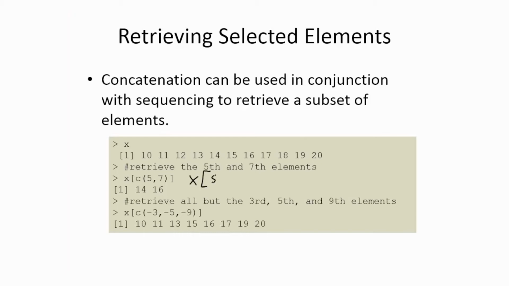sub 5 and x sub 7. And that gives you, in this particular case, the fifth element. That's 1, 2, 3, 4, 5, 6, 7. So you get the fifth element and you get the seventh element, 14 and 16. If you use negative numbers, like you have in an example right here, that's going to give you the vector with everything but the third, fifth, and ninth element.